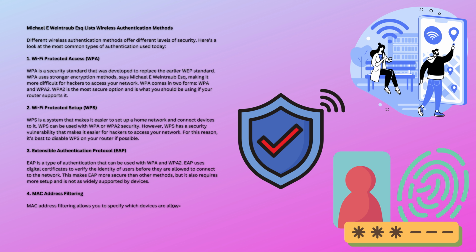4. MAC Address Filtering. MAC address filtering allows you to specify which devices are allowed to connect to your network. This can be used as an additional layer of security, but it's not foolproof. Hackers can spoof MAC addresses, and devices can be configured to use multiple MAC addresses.